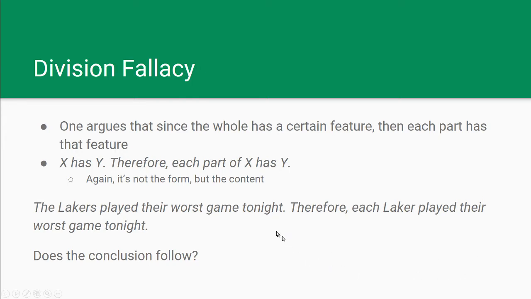The Lakers played their worst game tonight, therefore each Laker played their worst game tonight. Does the conclusion follow? Now, while the Lakers may have played their worst game, who's to say that Lonzo Ball didn't have his best night in that same game? Okay, so again, we see where the fallacy is committed. Just because the team as a whole had their worst game, maybe they lost by like 40 points or something, that doesn't mean that every individual player had their worst game too. Again, Lonzo Ball could have been lighting it up.